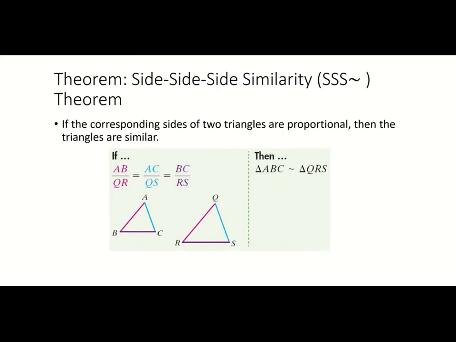Next, we have the side-side-side similarity theorem, and that says if the corresponding sides of two triangles are proportional, then the triangles are similar. So that means you have to look at the proportion or the ratio of each pair of corresponding sides and see if they have the same scale factor. If they simplify to the same thing, then your triangles are similar.